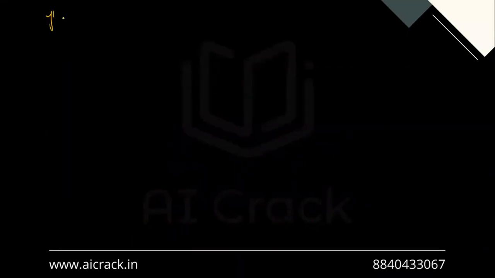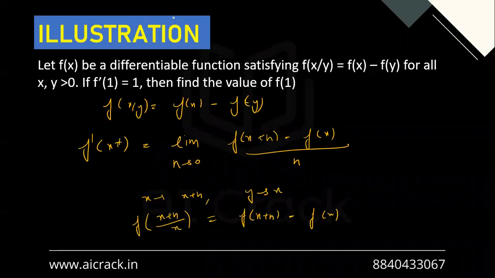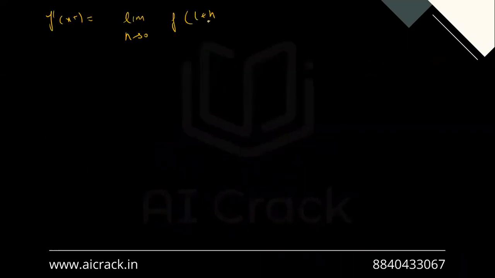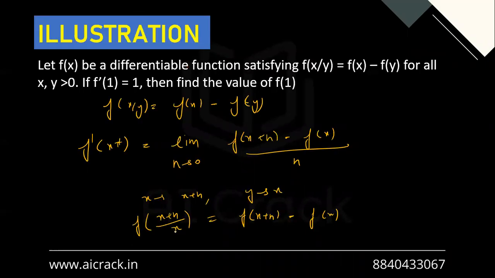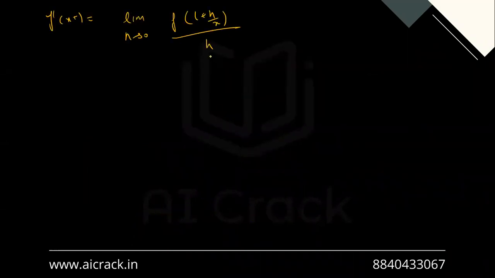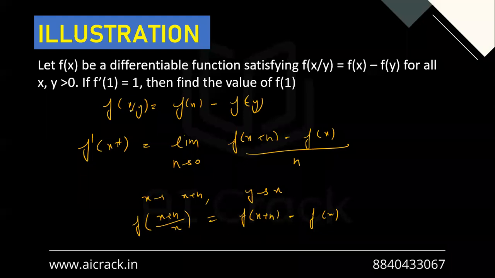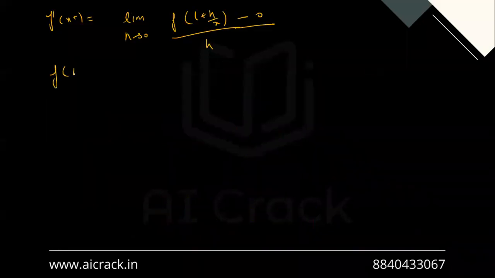So we'll get f dash x plus equals to limit h approaches 0, f of 1 plus h by x, x and x cancel out, divided by h. Now again, I can assume that this is 0 over here, and I'll try to see if this value matches with f of 1. So what is f of 1? For that, I'll have to put x and y both as 1. So f of 1 would be f of 1 minus f of 1, right, from here. So that would give me 0. So my hypothesis is correct that f1 is 0.